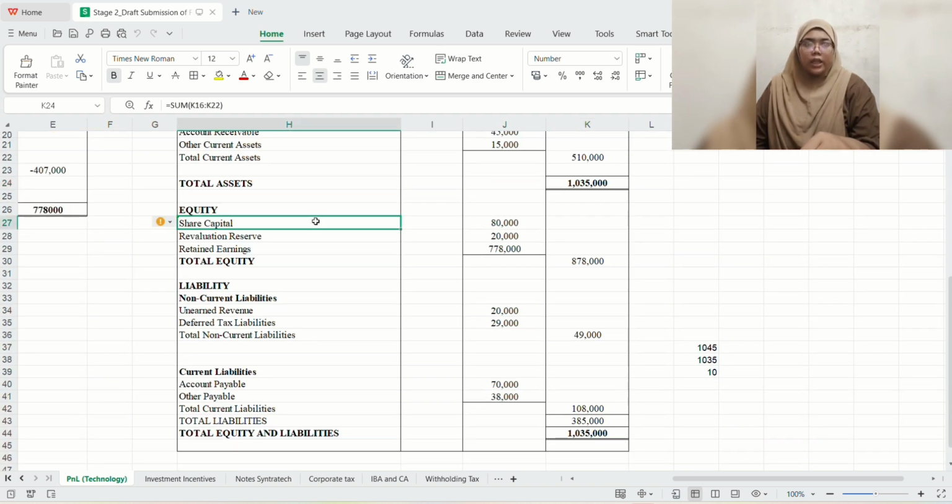Next, for equity, we have share capital, revaluation reserve and retained earnings. Total equity is 878,000 and the non-current liability is amount 49,000. Current liability is 108,000. So total equity and liability is 995,000.